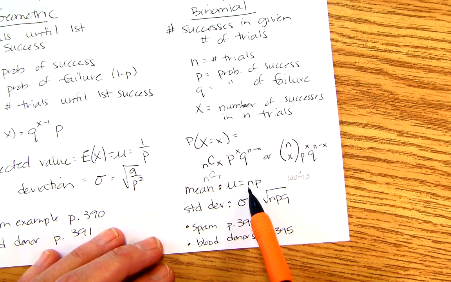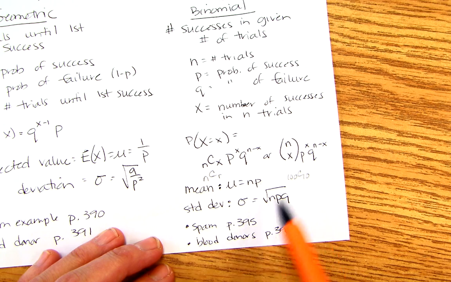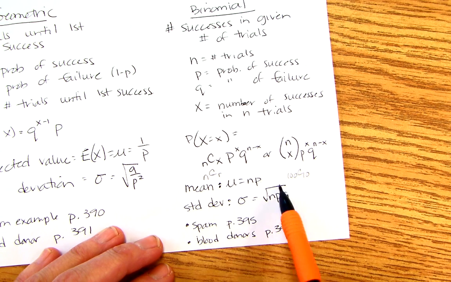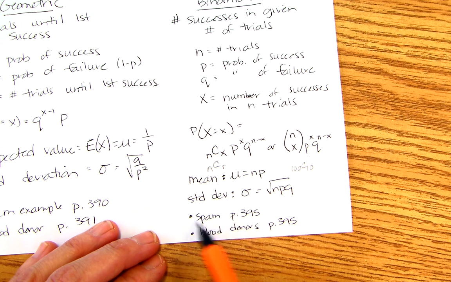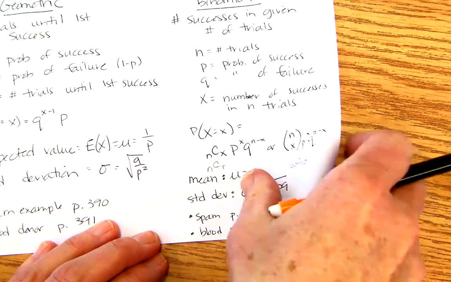And then the mean is just the number of trials times the likelihood. And if it's 10% of 80 people, that'd be 8 people. And standard deviation is just the square root of NPQ. And again, the binomial model is applied to the spam example on page 395 and to the blood donor example on page 395.